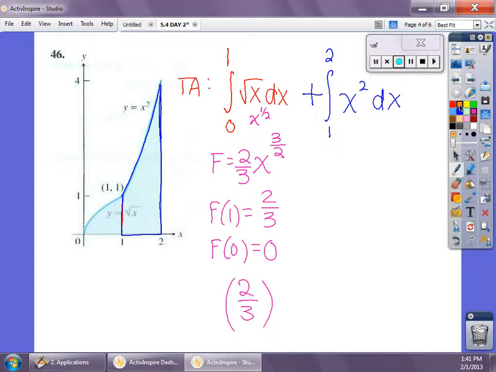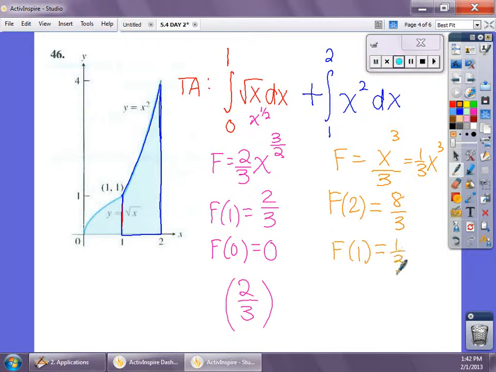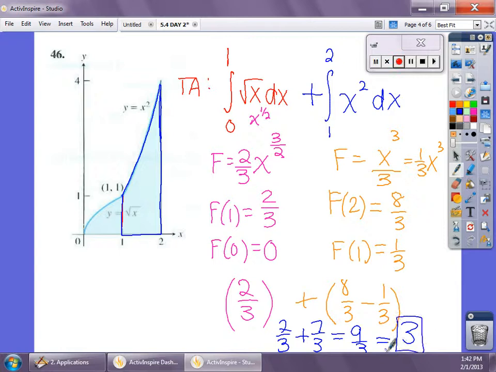All right, in blue, I'm going to do this side in orange then. My antiderivative would be add 1 to the power, divide by that power. Same thing as 1/3 x cubed. F of 2 would be 8/3. F of 1 would be 1/3. So for this value, you end up with 8/3 minus 1/3. So I believe we end up with 2/3 plus 7/3, which equals 9/3. So my final answer for the total area of that would be 3.